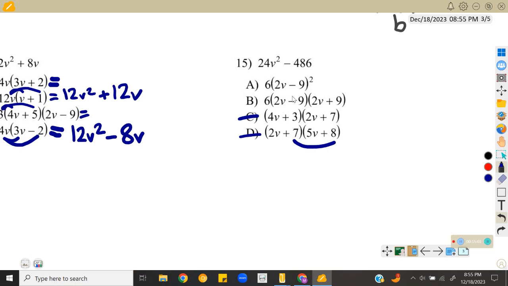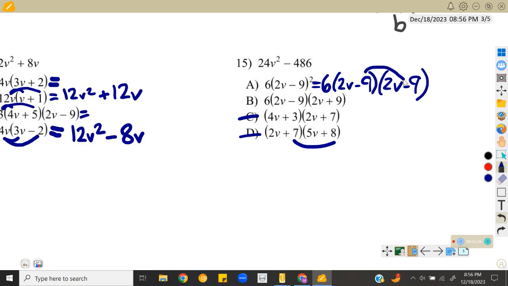So maybe we could go look at this one more time. And you guys should see, wait a minute, we're squaring, right? So what does that mean? What does 2v minus 9 squared mean? That means 2v minus 9 times 2v minus 9.